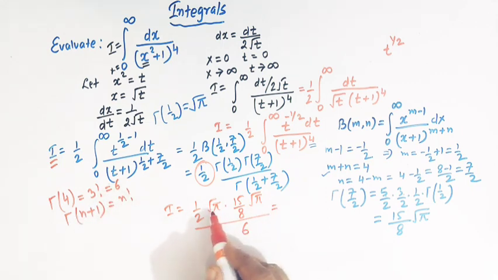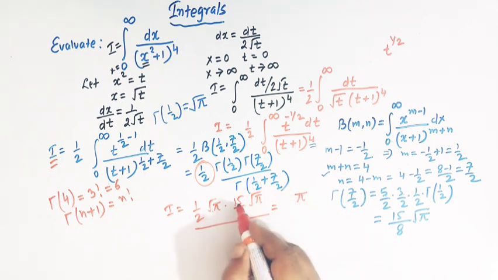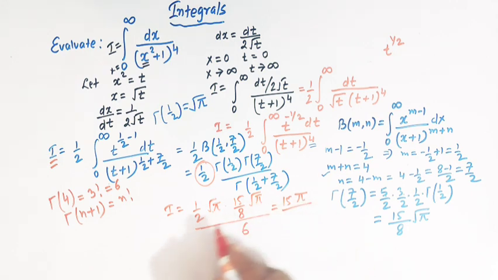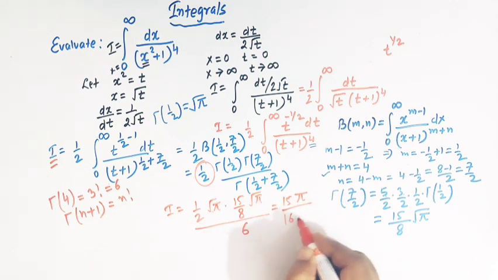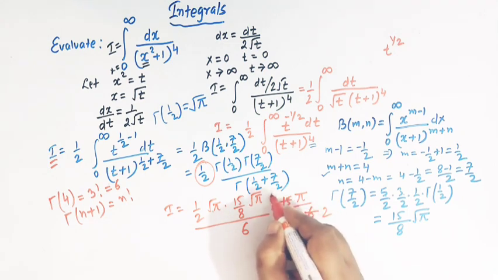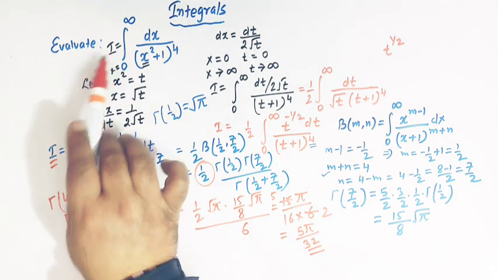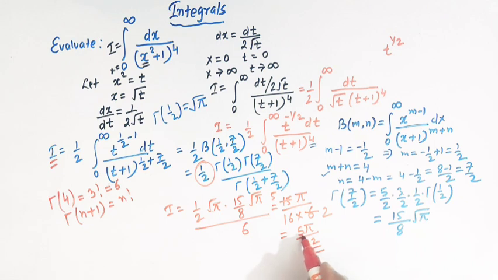So square root of pi times square root of pi is pi, and here we have 15, and in the denominator we have 2 8s are 16 times 6. So this is 3 2s are 6, 3 5s are 15. So this is 5 pi over 16 2s are 32, right? So the value of this integral I is equal to 5 pi divided by 32.